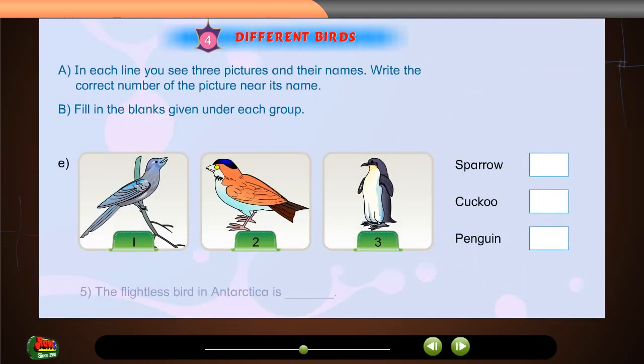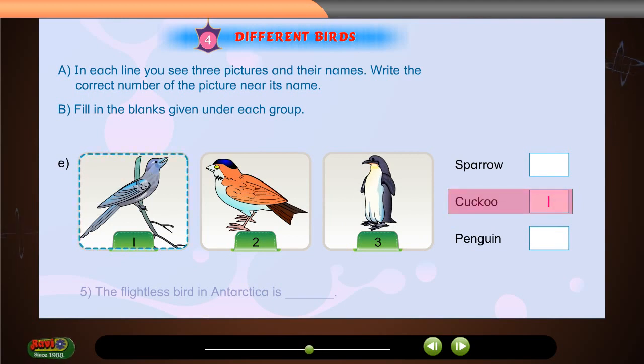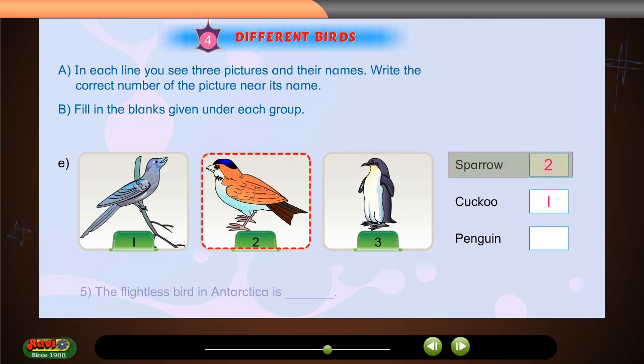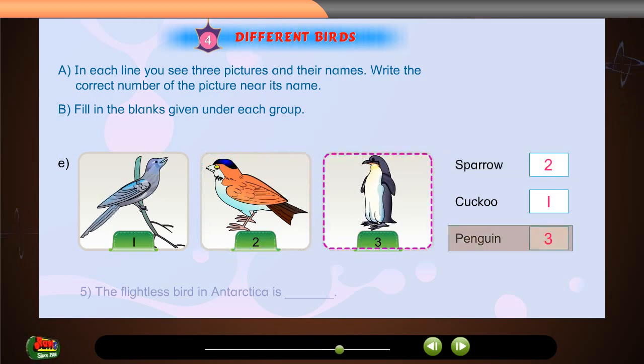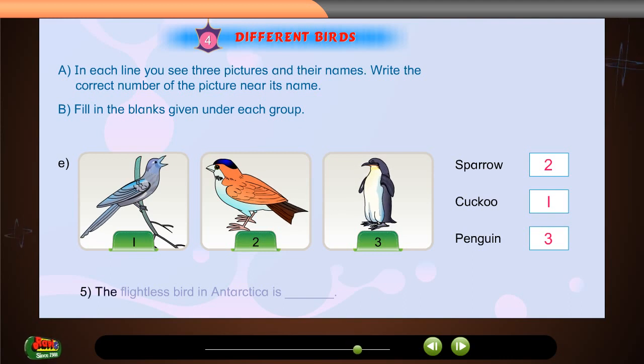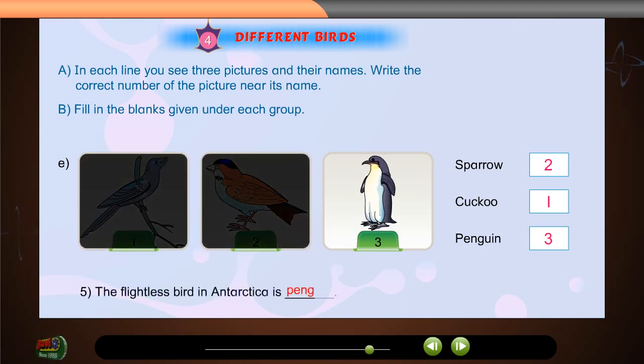E. 1. Cuckoo. 2. Sparrow. 3. Penguin. 5. The flightless bird in Antarctica is penguin.